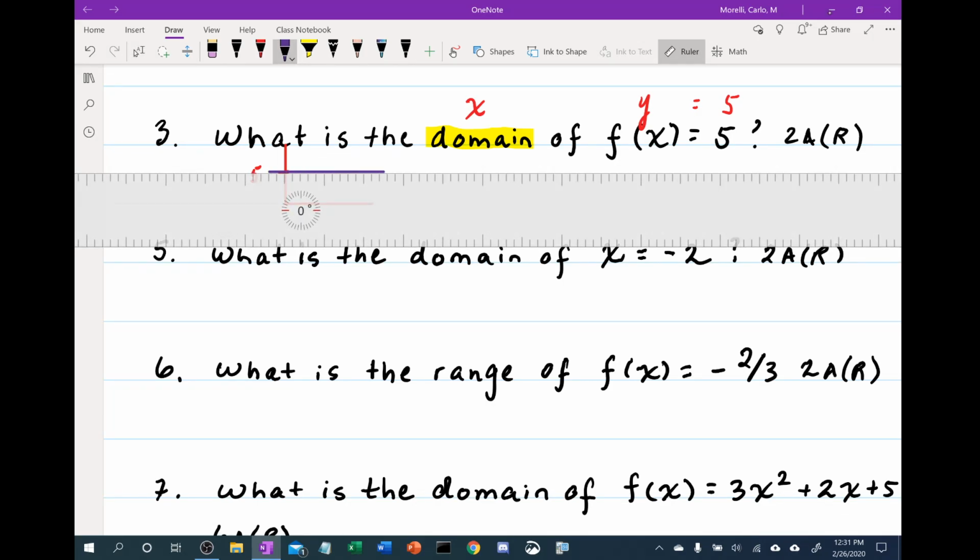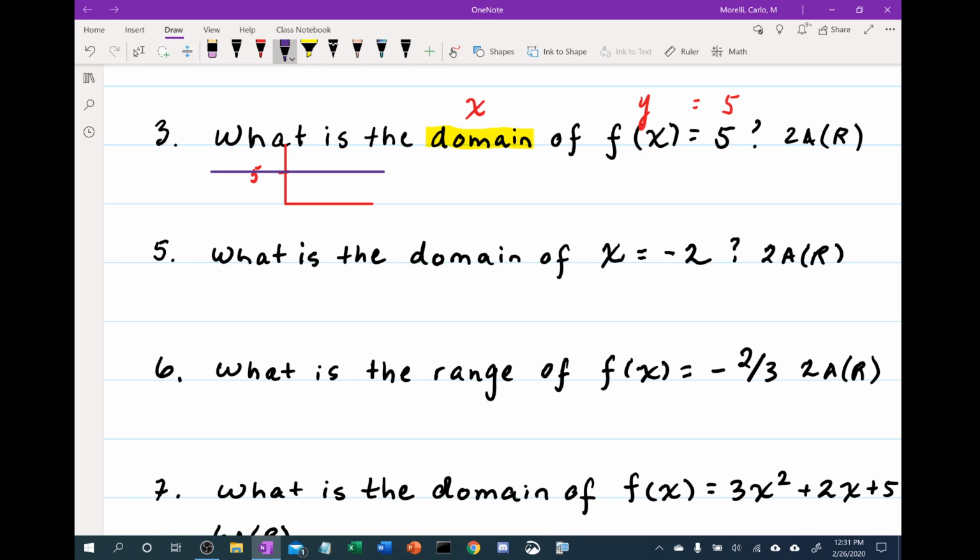Right? Sometimes it's helpful to have a picture. So let me ask you a question. This is x, this is y. Domain is x. What x values can this be? Negative infinity all the way to positive infinity. It can literally be any x value that's a real number.